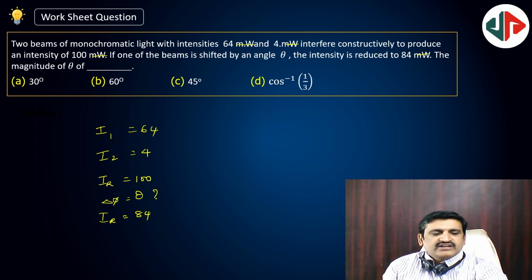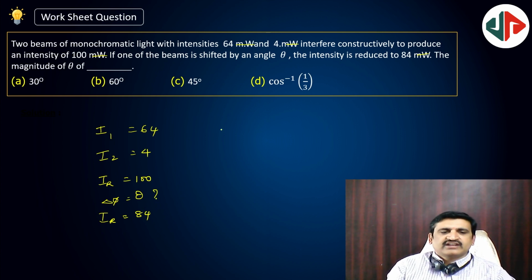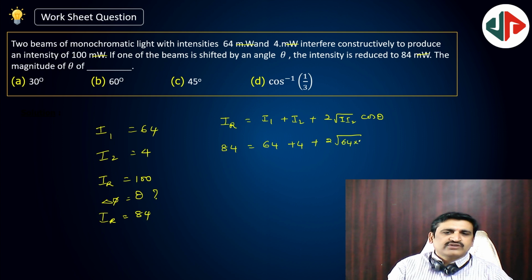The first one need not be taken into account. I can use this formula: I resultant is equal to I1 plus I2 plus 2 root I1 I2 cos theta. I resultant is 84, I1 is equal to 64, I2 equal to 4, and 2 root 64 into 4 into cos theta. So cos theta is equal to 1 by 2, which implies theta equal to 60 degrees.